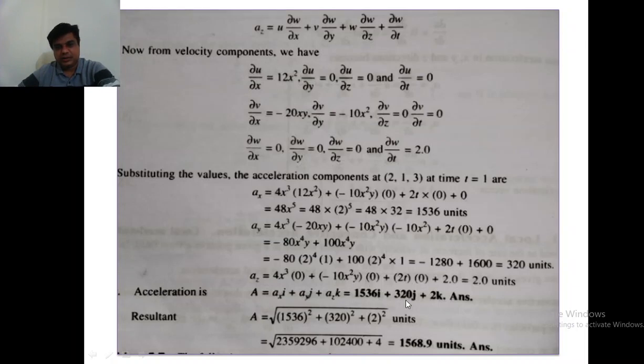1536 i, then y is 320 j, and z is 2 k. So the resultant acceleration will be again the sum of all these unit vector terms here, this and this, the sum of this. So we'll get the resultant acceleration.